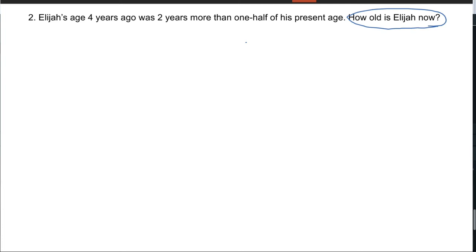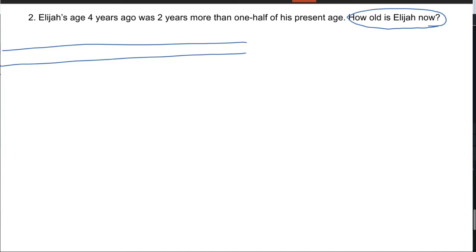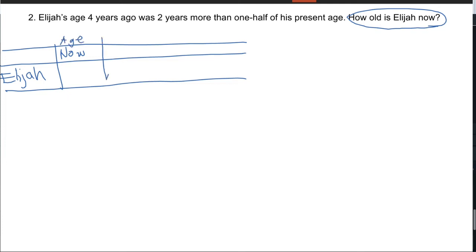So let's make a table. And in this table, we have only one name, that is Elijah. But we have several times. Here we have now the age of Elijah now, and then 4 years ago. So this is also an age of Elijah 4 years ago.